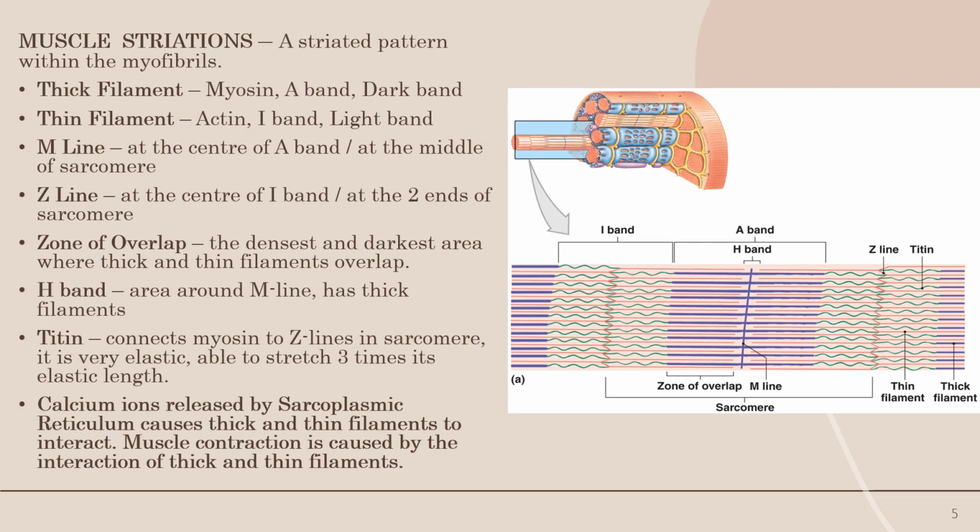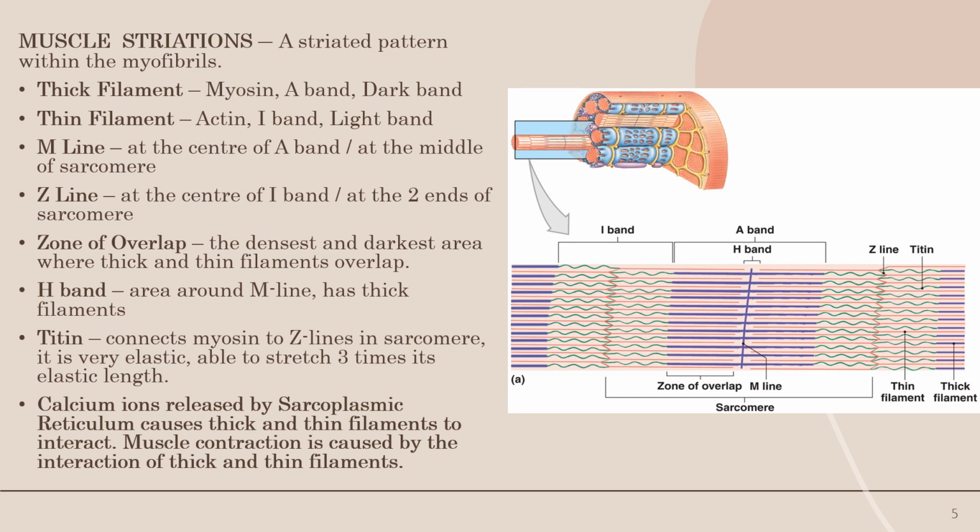Muscle striations: a striated pattern within the myofibrils. Thick filament: myosin, the A band, the dark band. Thin filament: actin, the I band, the light band. M line: at the center of the A band, or the middle of the sarcomere. Z line: at the center of the I band, or at the two ends of the sarcomere. Zone of overlap: the densest and darkest area where thick and thin filaments overlap. H band: the area around the M line that has only thick filaments.